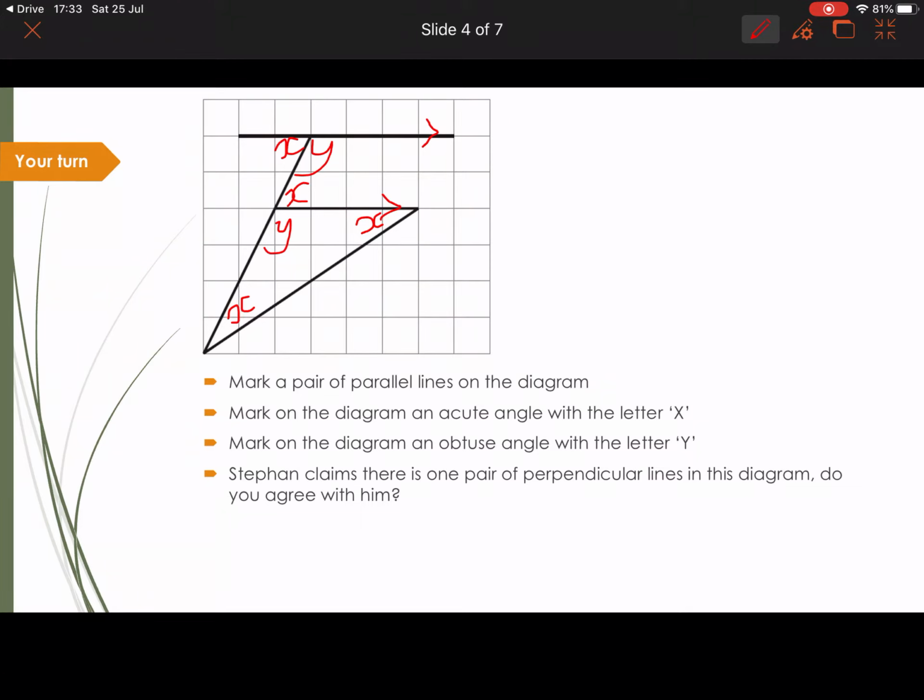Finally, Stephen claims that there is one pair of perpendicular lines in this diagram. Do you agree with him? Now, remember from our definitions, perpendicular lines are lines that cross with each other to make a right angle. Now, unfortunately, every single angle on my diagram is either less than 90, so less than a right angle, or bigger than. And then on the other side of here, I have a straight line. So this one is 180, which is still not a right angle. So do we agree with him? No. Stephen is wrong.